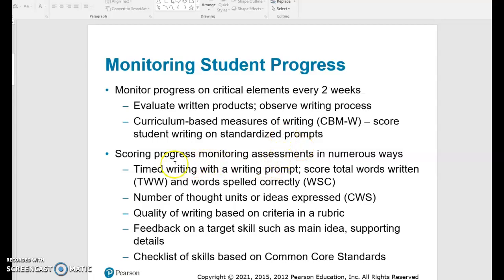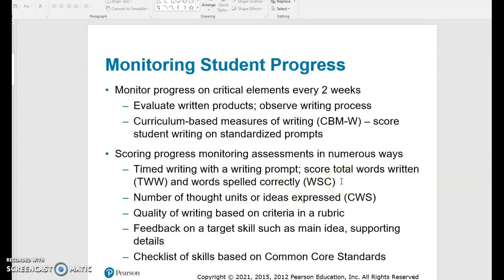So for written expression, there are multiple ways that you can score. Going back to what I said about reading comprehension, those maze exams, I think they're on 1 minute, but they might be on 3 minutes. Whatever you do, just make sure it's the same, right? So if you use TWW, which is total words written, on one assessment, you're going to want to use that the next week and the next week and the next week. If you use words spelled correctly, WSC, you're going to want to continuously use that.